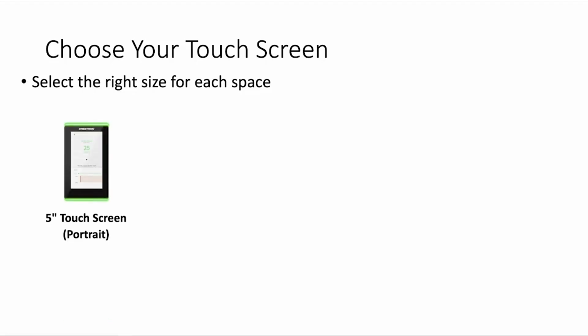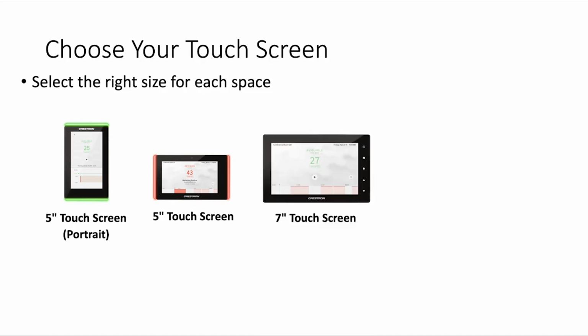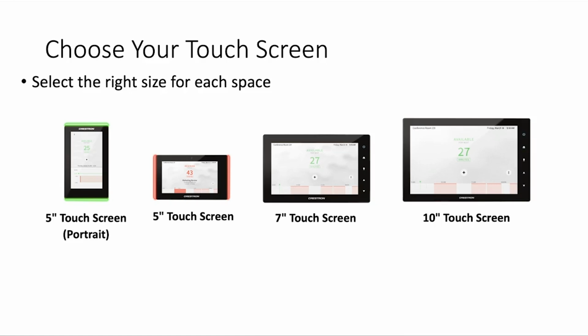So with that, I talked about choosing the right touchscreen. It's really about choosing the right touchscreen for your space. We have that lineup: a 5-inch portrait touchscreen and a 5-inch standard landscape touchscreen. These two will only support our native Crestron scheduling app. And then we have our 7-inch and 10-inch room scheduling options that will support our partner apps, including that Microsoft Teams panel. This allows you to tailor that solution so you have the right size panel outside different spaces.